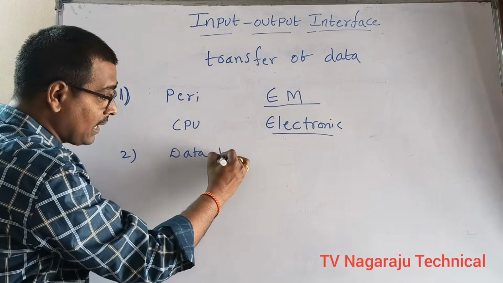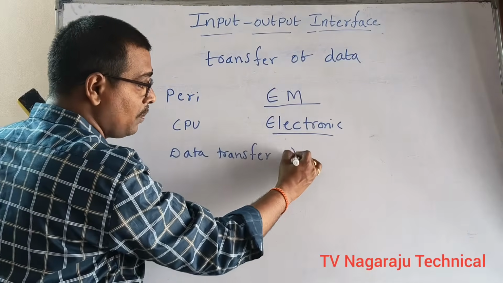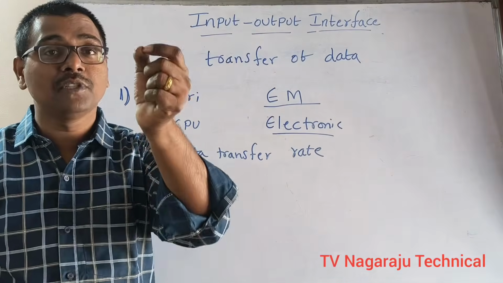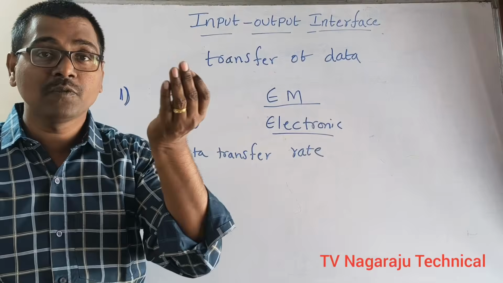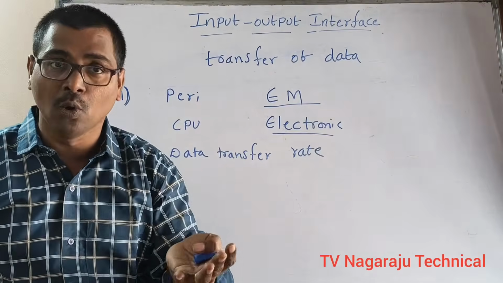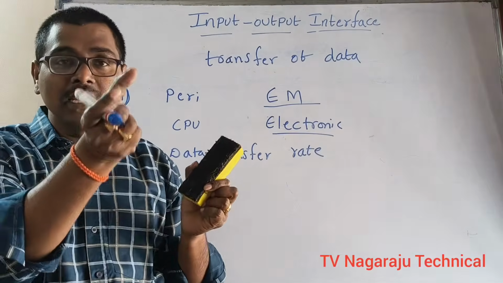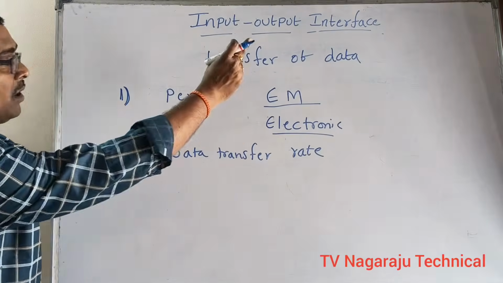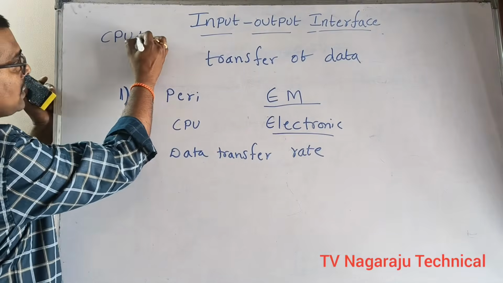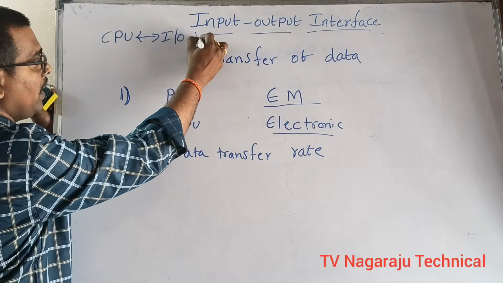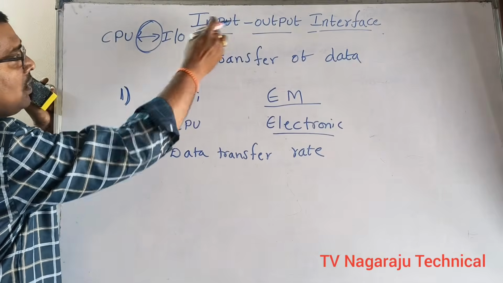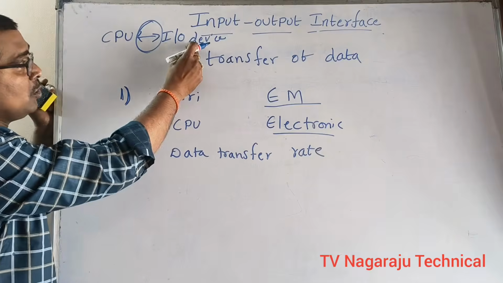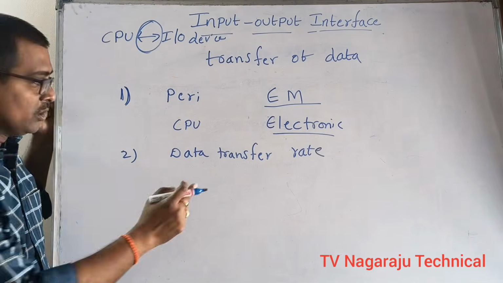Now data transfer rate also plays a very crucial role. Generally the transfer rate of the CPU is very fast and the transfer rate of I/O devices is slow. That means we need a synchronizing mechanism to manage the speed. What is the main thing? The main aim of this interface is that it acts as a bridge between the CPU and I/O devices. This is called the interface. The speed of the CPU is very fast compared to the speed of the I/O device, so you need to synchronize.